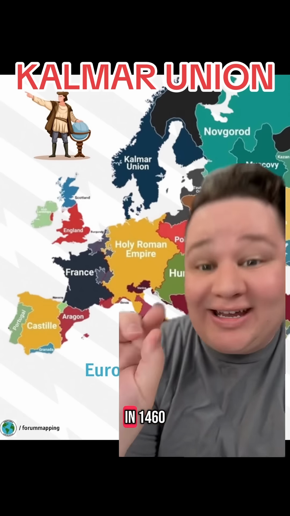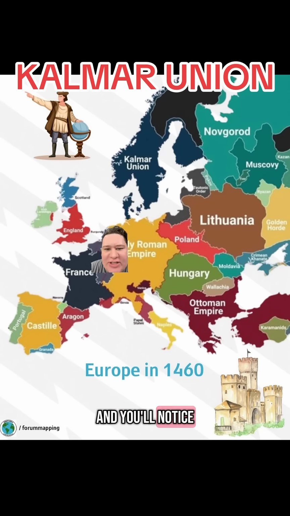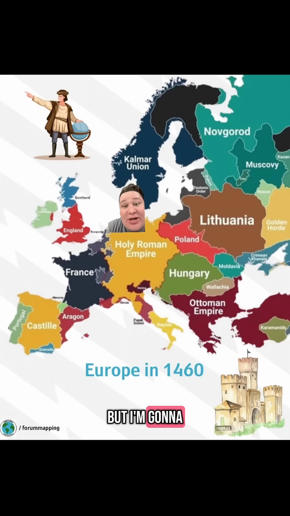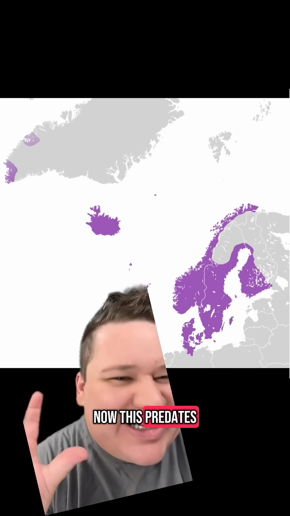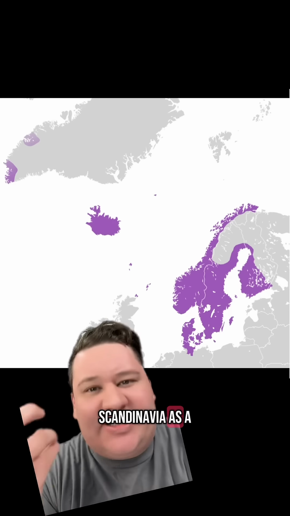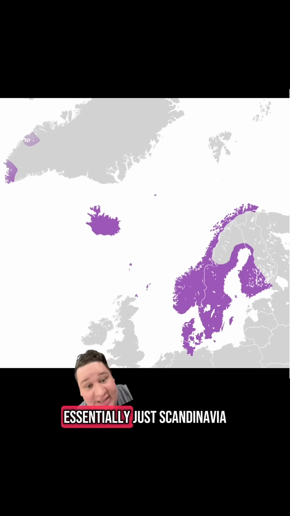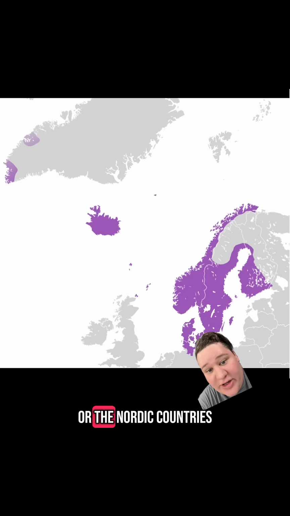This is a map of Europe in 1460, and you'll notice a lot of interesting things. But I'm going to talk about the Kalmar Union, which is a very interesting piece of history. Now, this predates the idea of Scandinavia as a distinct group. However, it is essentially just Scandinavia or the Nordic countries.